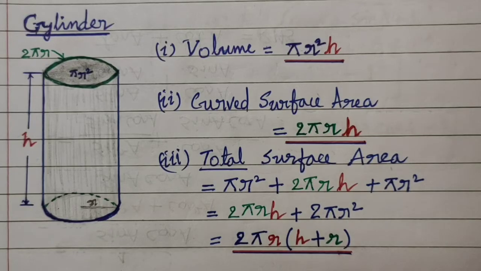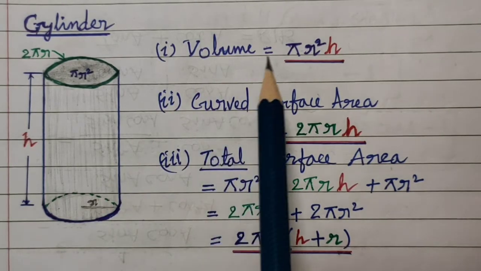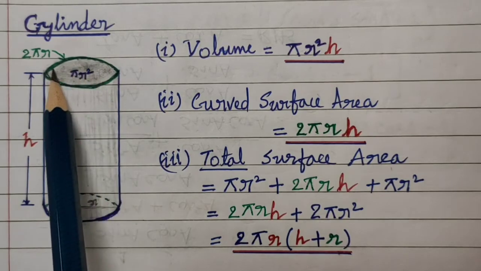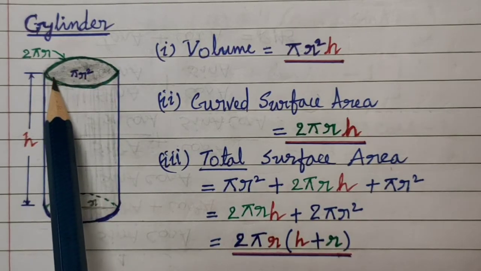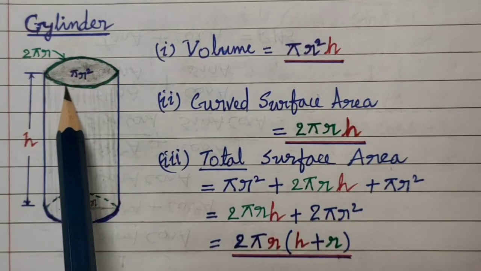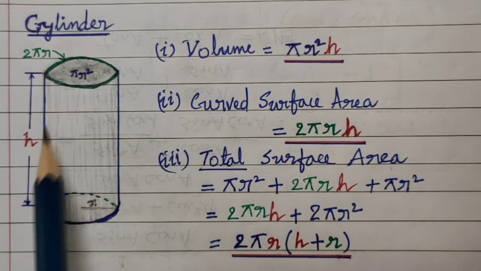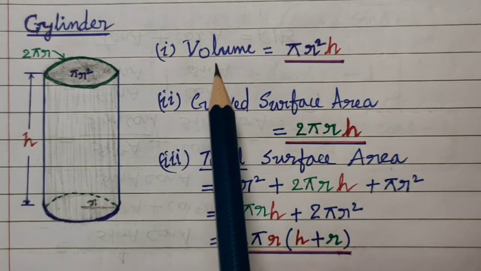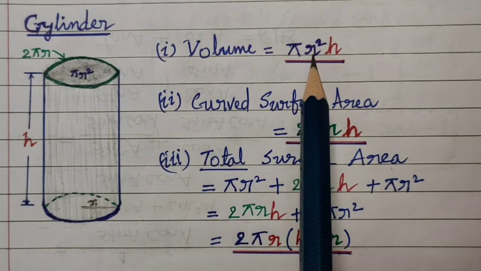For a cylinder of base radius r and height h, the volume is equal to pi r square h. This is the area of the circle. If you consider this as a circle, this is the area of the circle. So when you multiply it with the height of the cylinder, it gives the volume of that cylinder.